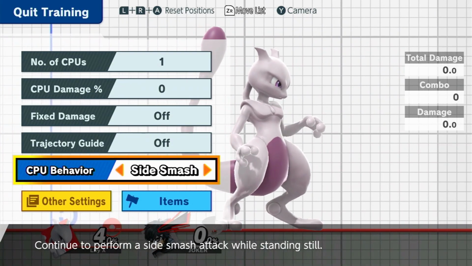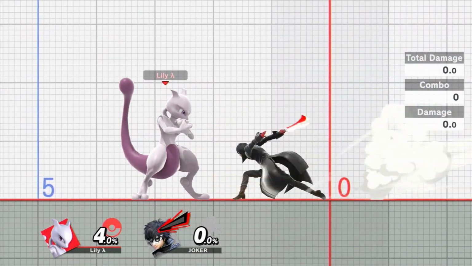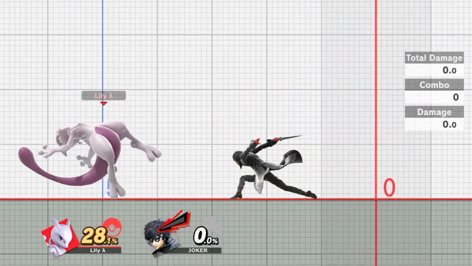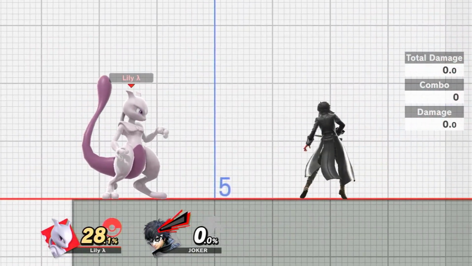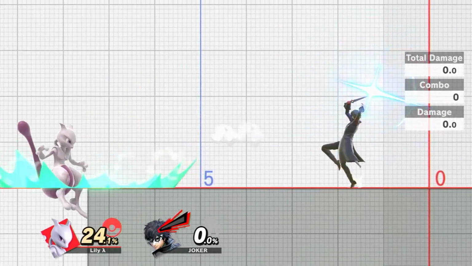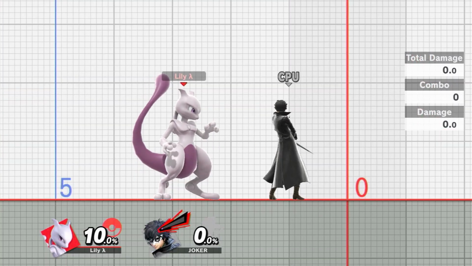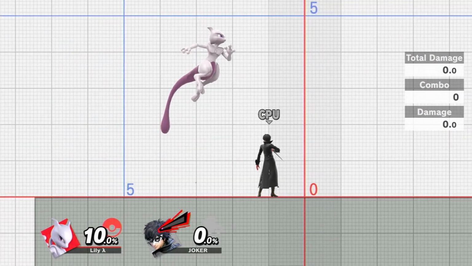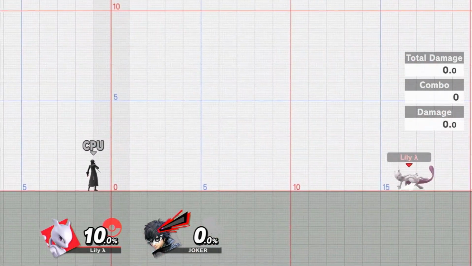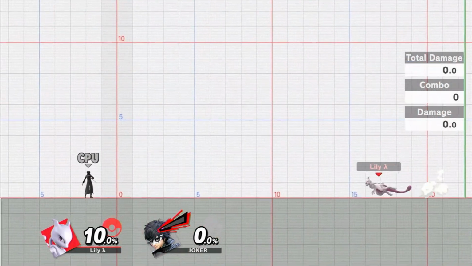So if we set the CPU to F smash, sends us to about here. Well, normally, he sends us a little farther. At 10%, Mewtwo should be moving 2 times faster, and he sure seems to be.